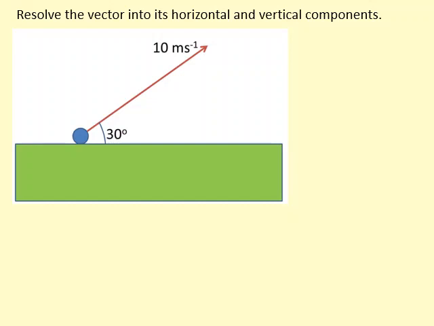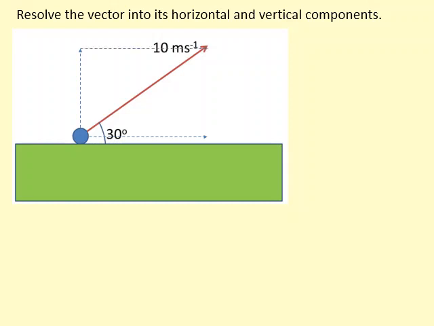In this question, we have a ball that's been thrown diagonally, which means it's not going completely horizontally or completely vertically. What we want to do is find the speed, the components that are going horizontally and vertically. So we want to find the speed upwards and the speed towards the right. So what we're going to do is use trigonometry.